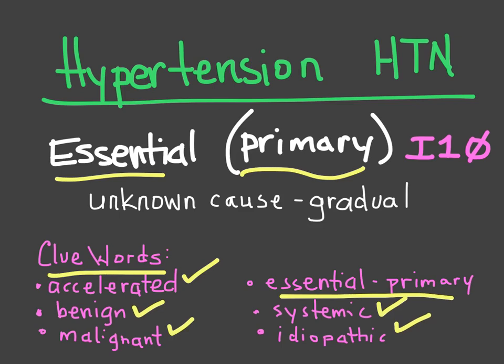medical terminology, idiopathic, pertaining to self-disease. So it's a disease of unknown cause. All of these clue words will lead you to code I10 for that essential primary hypertension.